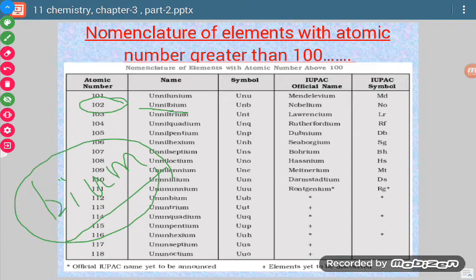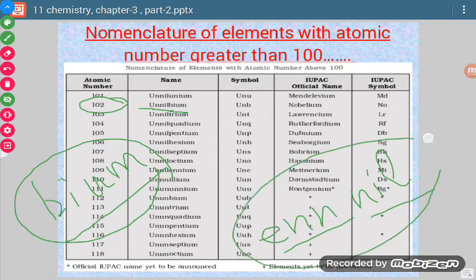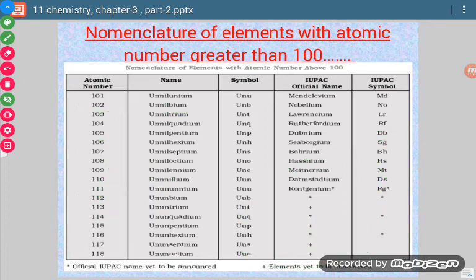Sometimes we may come across an n followed by nil. Here we don't have to write three n's, we have to write only two n's. So that common sense we have to use in some places wherever it is required. In this way we can write for all. Just like for 113, let us take un, un, tri, then ium. The i is already there, so only um is to be written.